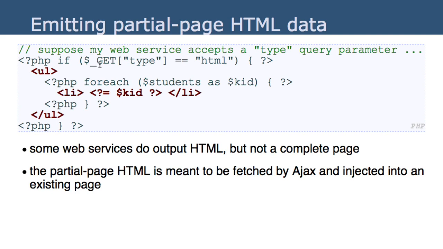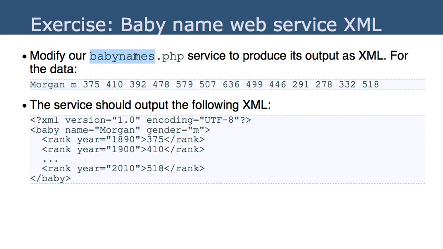We can also, if we wanted to, modify our babynames.php service to produce output as XML. In that case, we just basically have to parse this line, extract the name, extract the gender from it, and then extract all the ranks. It's fairly straightforward. All you've got to do is output an XML prologue, output some tags, and inject the content into the tags. Just like outputting HTML, except you're outputting XML tags instead.